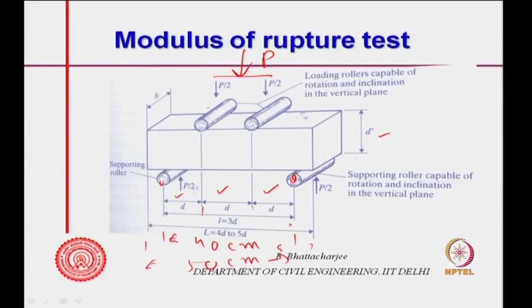This is some dimension depth. This is D, this is B, and this is D dash. Usually square, 10 by 10. So, D dash is equal to B. You can apply it sometimes, but not necessarily. The principle does not require this.